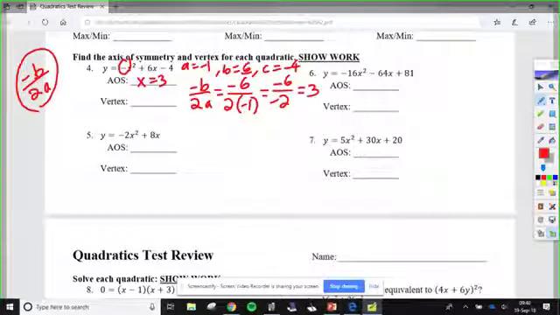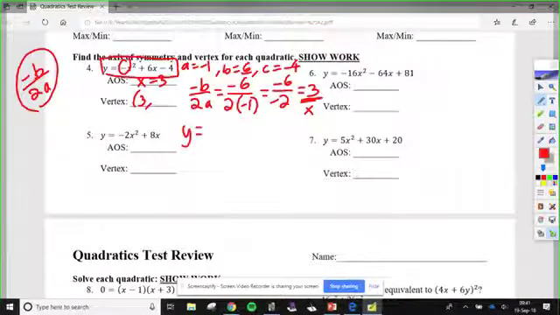Now, to find the vertex, keep in mind that the axis of symmetry, that x value, is always the same as the x value in the vertex. So I already have half my vertex. If I want to find the y value, I would just plug this x value back into my function. So when I plug it in, I'll have y equals negative. Now be careful, because when you plug it in, you want to put it in parentheses. So put this in parentheses and square it, plus 6 times 3, again in parentheses, minus 4.